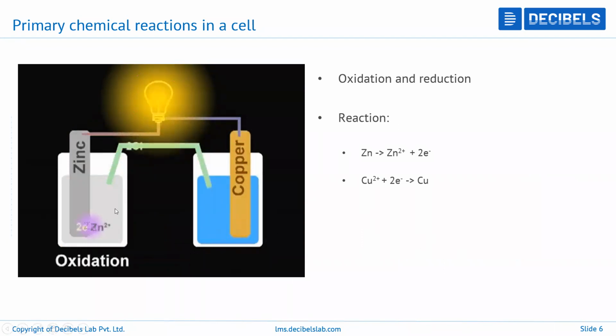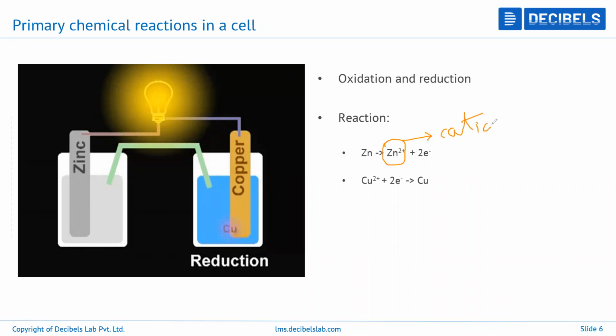So simply, what happens is the zinc element that you see here breaks down into two components. One is called the zinc ion, or also called a cation because it is positive in nature, and two electrons. Your electrons are the ones that travel into the outer circuit, or the wires, over through here. This is how your electrons will transfer from your zinc to the copper.